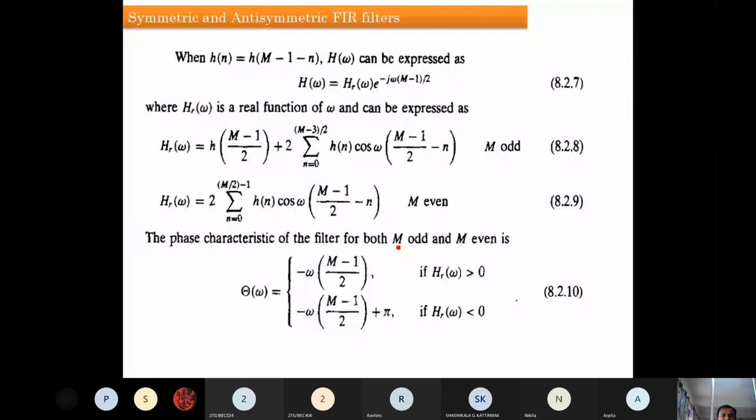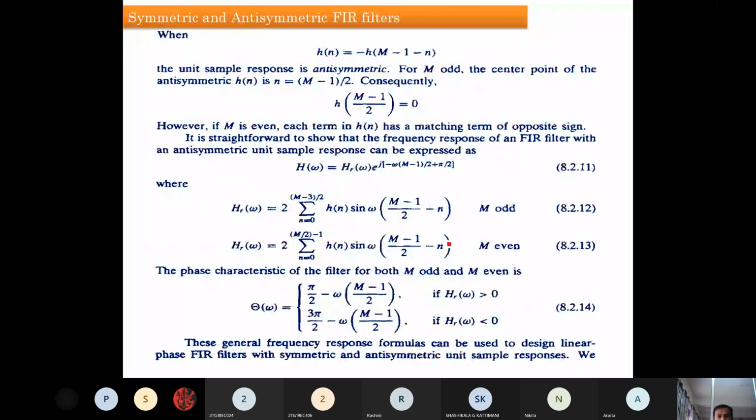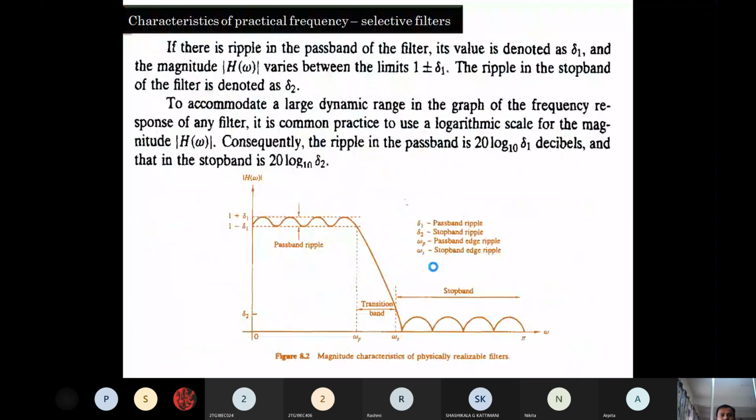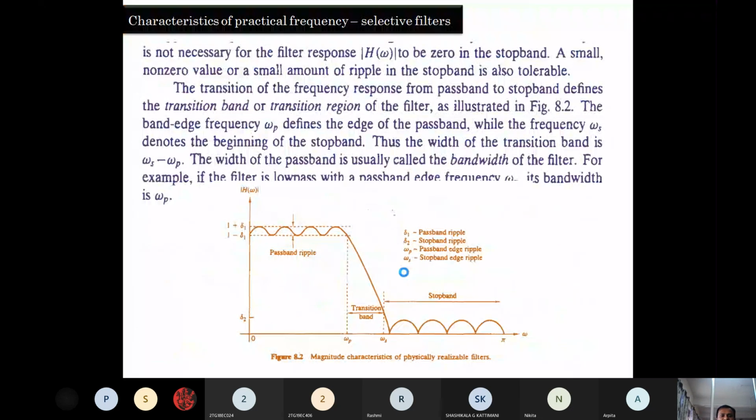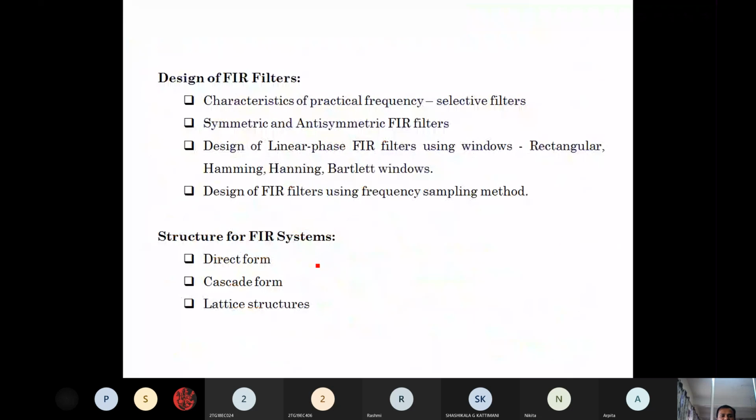In the next class, we will deal with these concepts: the direct form, how we can structure, the cascaded form and the other structures. So we are going to end today's session.